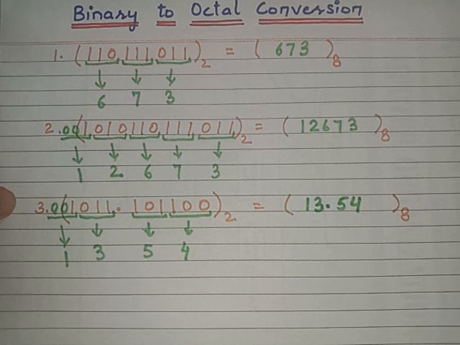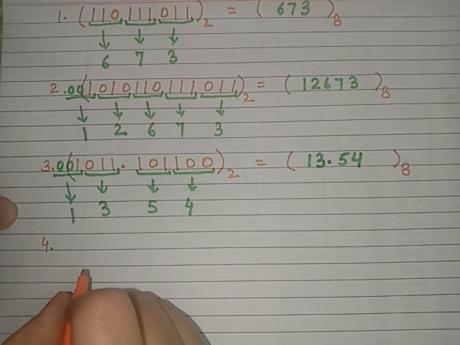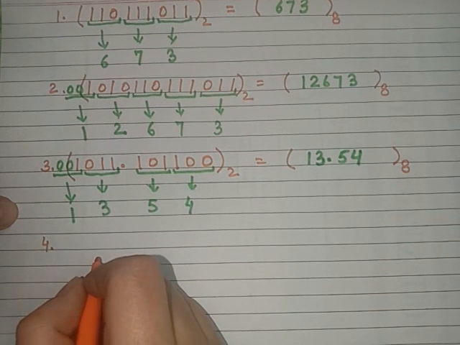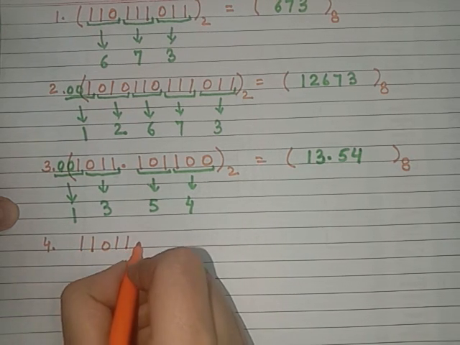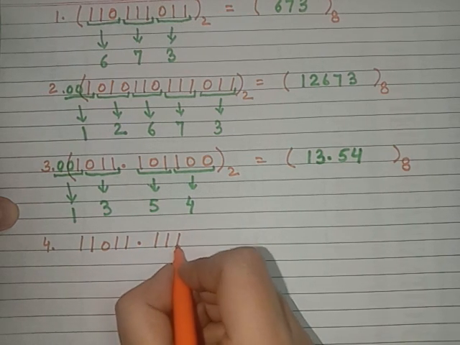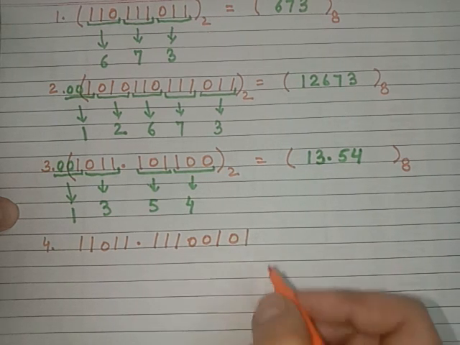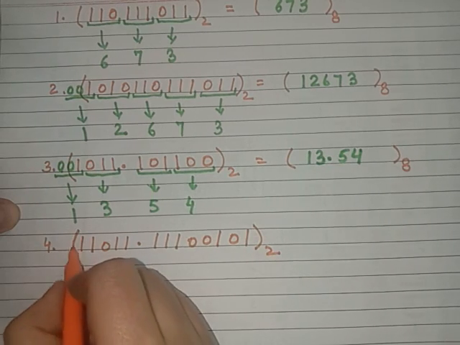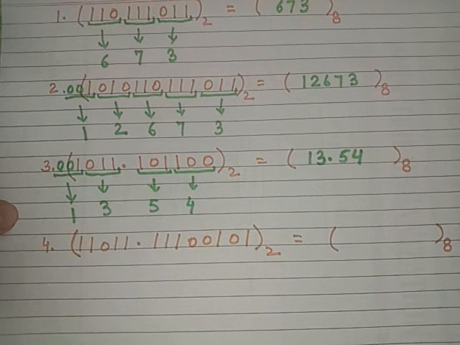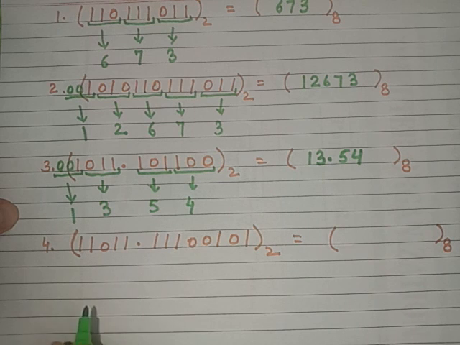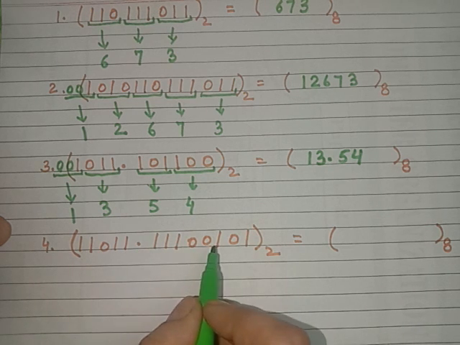So again I am going to consider one more example. Here the next example is, suppose we are having a number like 11011.111000101. Suppose this is a binary number, and we have to convert this binary number into octal. So by using the same method, I will make the groups of 3 digits starting from the decimal towards the left-hand side and towards the right-hand side.